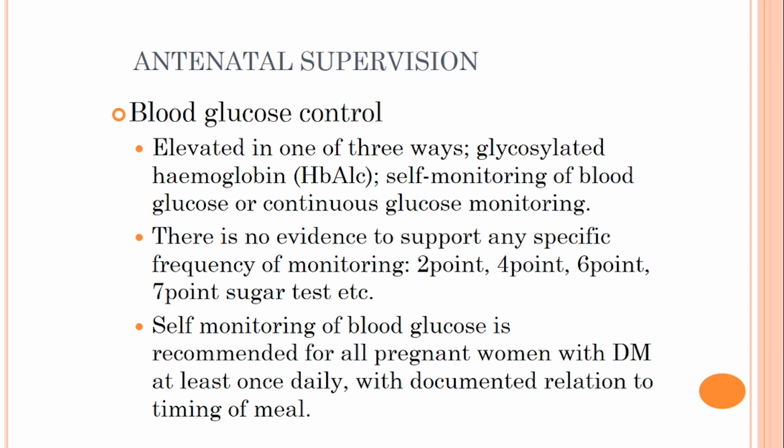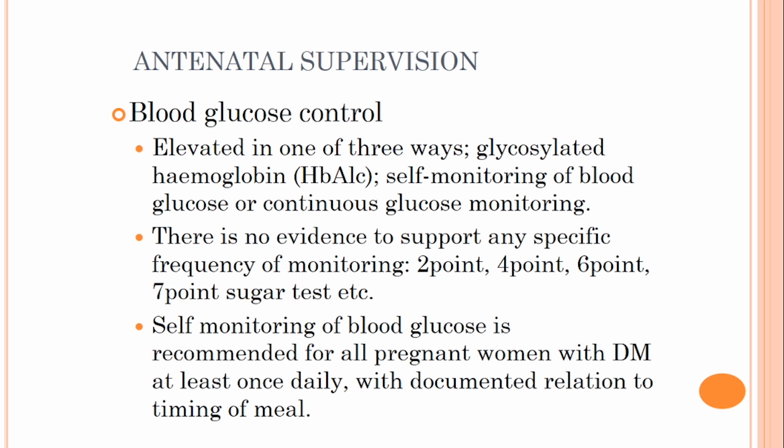Blood glucose control could be in form of measuring glycosylated hemoglobin, self-monitoring of blood glucose, or continuous glucose monitoring. There is no evidence to support any specific frequency of monitoring, whether 2 point, 4 point, 6 point, or 7 point sugar test. However, 4 point sugar test is one of the commonest insulin regimen in this environment.